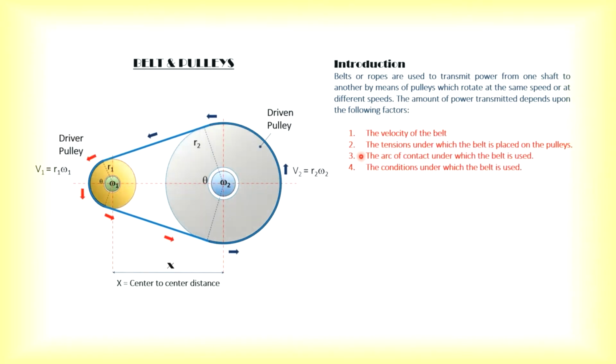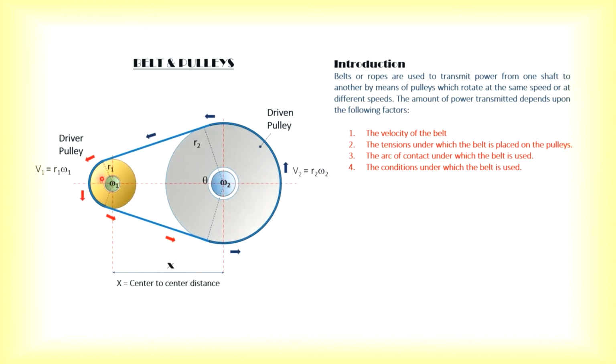Now these are the 4 important factors that affect the amount of power to be transmitted from the driver to the driven pulley. First, the velocity of the belt, that is the tangential speed. Both V1 and V2 must be the same, even though the rotating speeds omega 1 and omega 2 are different, because we are using only one single belt lapping over both pulleys. The second point is the tension under which the belt is placed on the pulley.